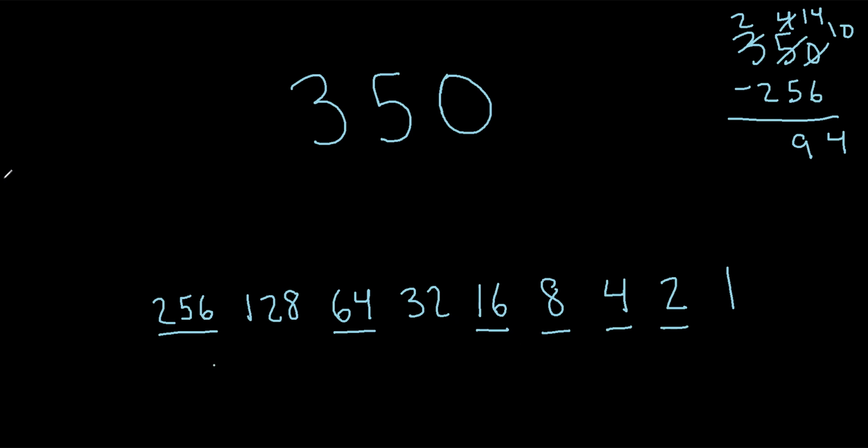So remember, the values that we underline, they all get a 1. And all other values that we did not underline, they get a 0. So our final answer is 10101110. That is what 350 is as a binary value.